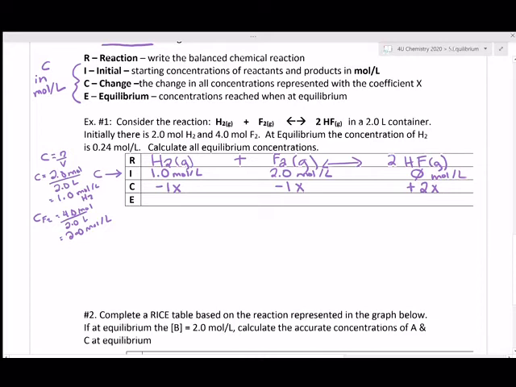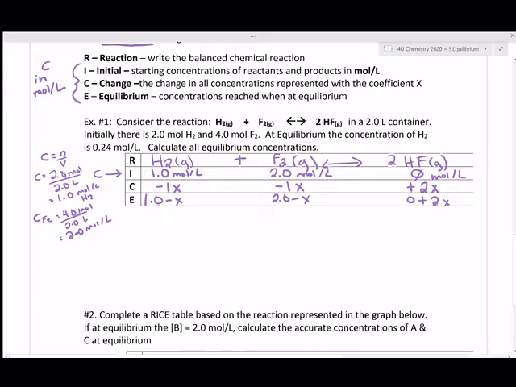Now at equilibrium, we're going to work it out by saying, okay, we had an initial value and we know how much it changed by. So just put these together. So 1 subtract x. Here we've got 2 subtract x. And here we have 0 plus 2x, which again is kind of pointless to write the 0, but just for an example. Now, that's great.